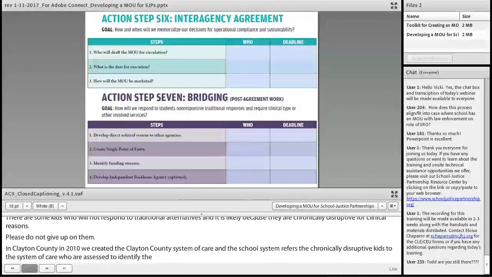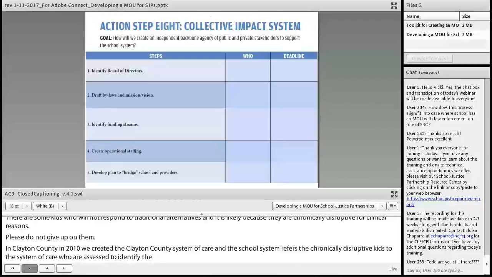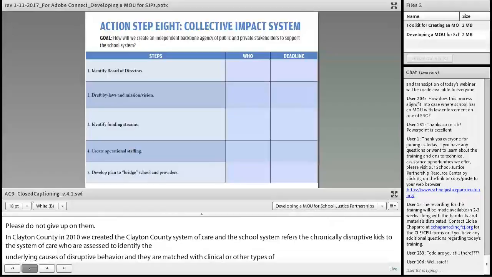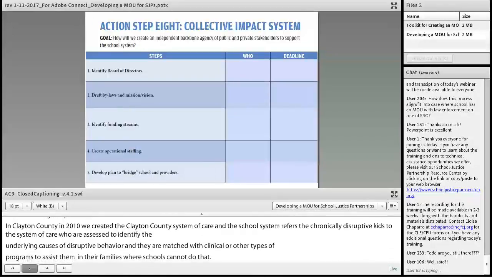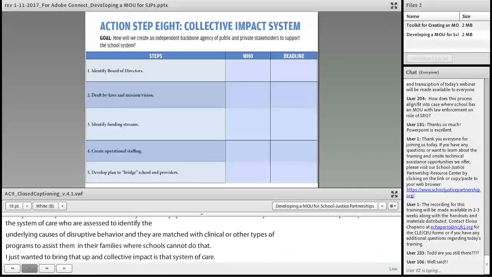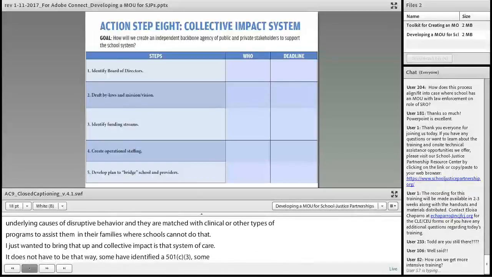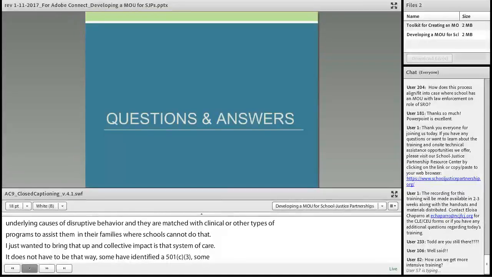So I just need to bring that up. And then collective impact is that system of care. It doesn't have to be that way. Some folks have identified an existing 501c3. Some have created a 501c3. It could be in a public agency, but you need to have some type of agency that is assessing these chronically disruptive kids and getting resources for them, because the schools cannot do it. You cannot put it on the back of the schools, okay?